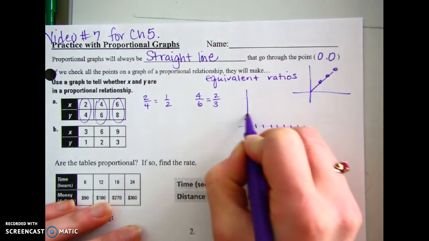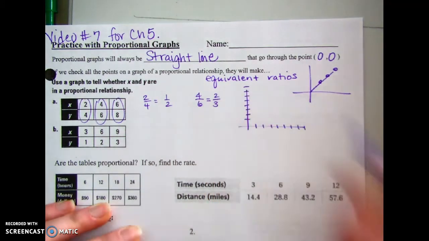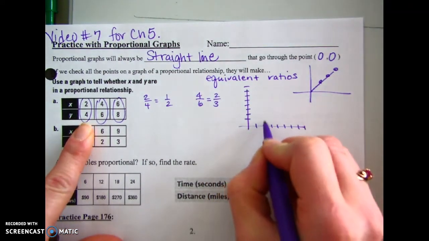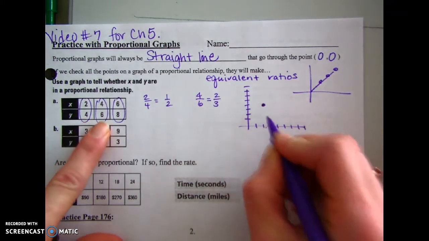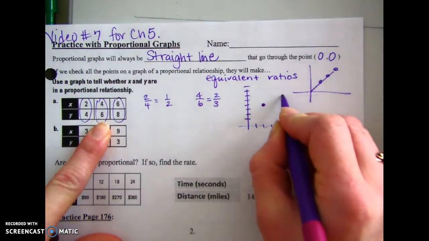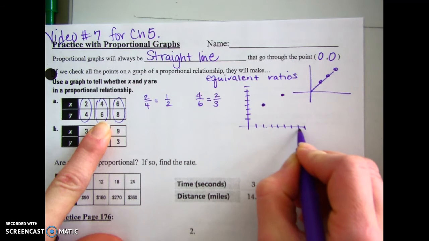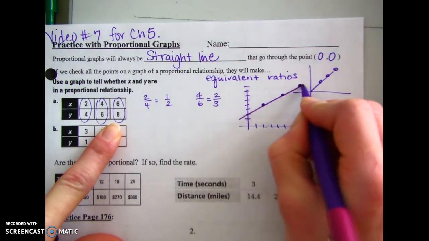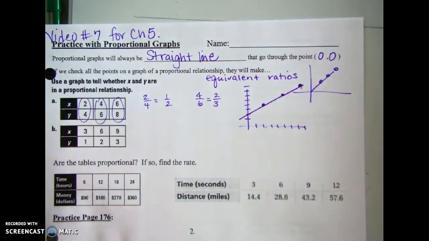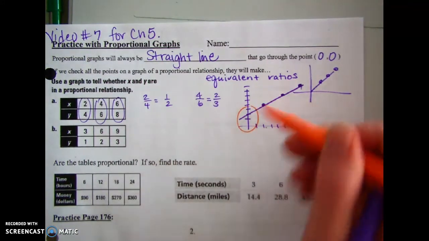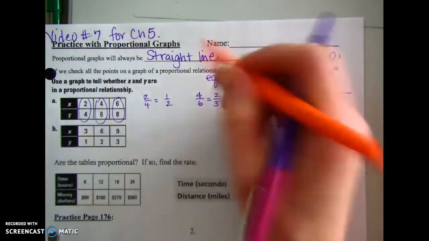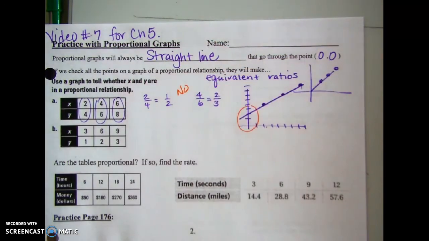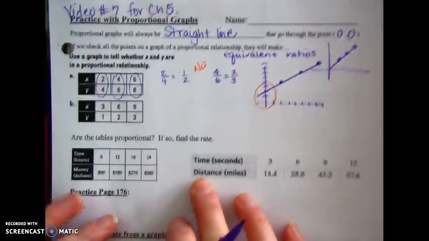But if I plot these points, let's see, (2, 4), (4, 6), (6, 8), I get something like that. And right here, you can see it doesn't go through (0, 0). So my answer is no, not proportional. How about the next one?